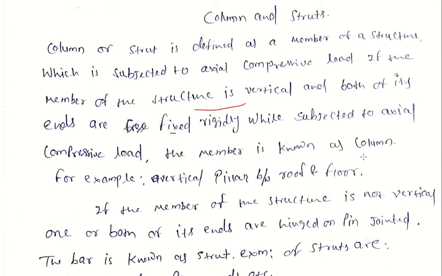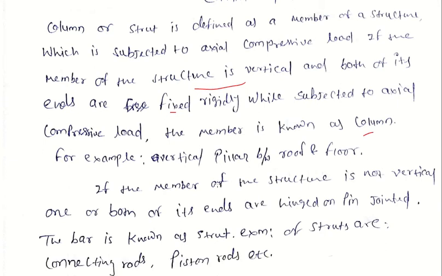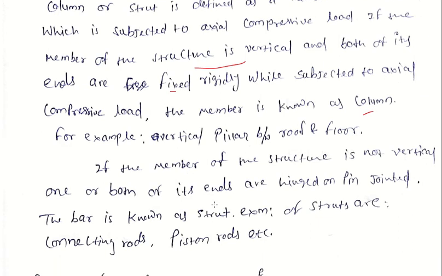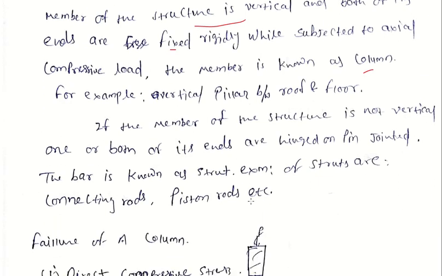it is known as a column. For example, a vertical pillar between roof and floor. Now the strut: if the member of the structure is not vertical and one or both the ends are hinged or pin jointed, the bar is known as a strut. Example, connecting rod or piston rod.